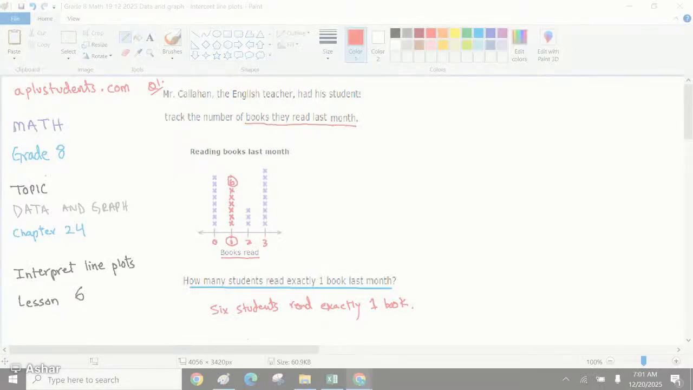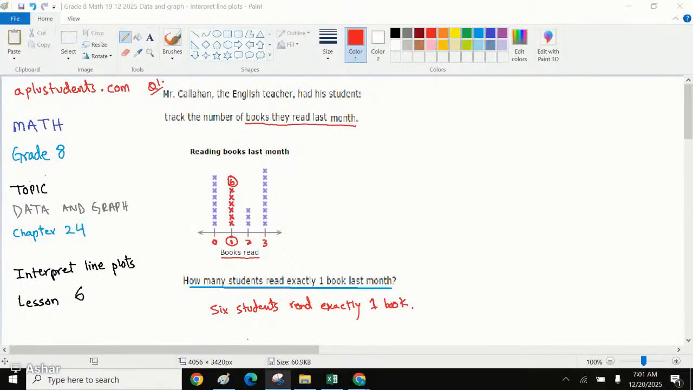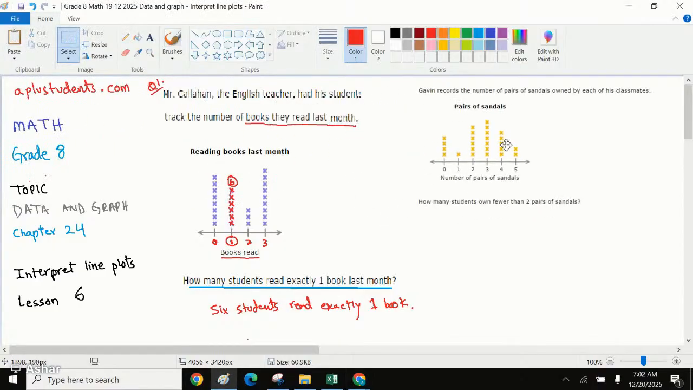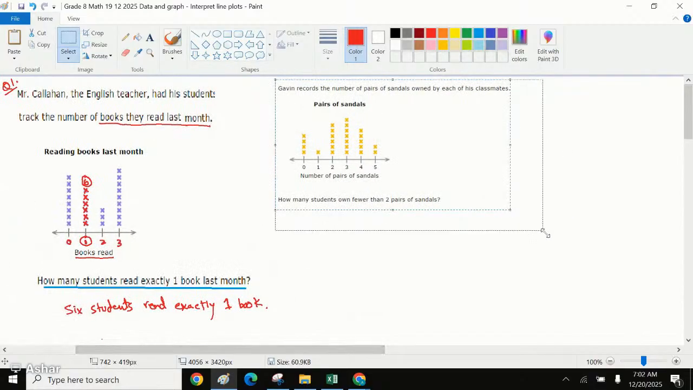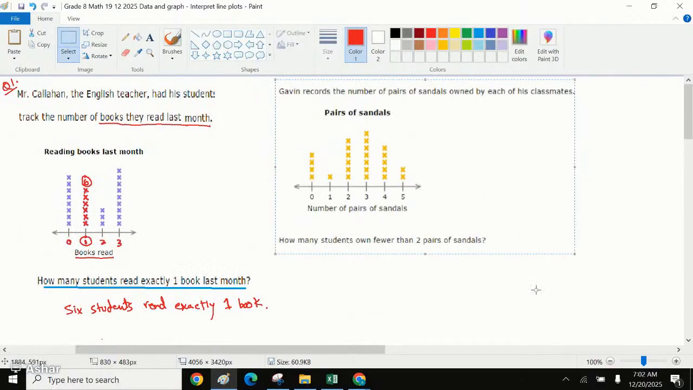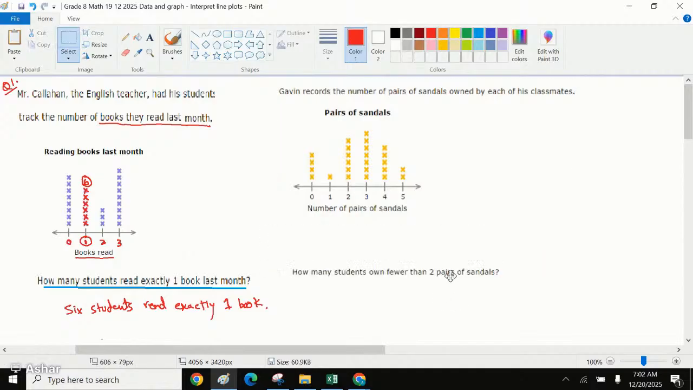Okay. I'll just copy the next question so that it's on your screen. Okay, any questions for now? Okay, no questions. Let's continue. Okay, this is the next question we have. I'll increase the size so that it is easier for us.